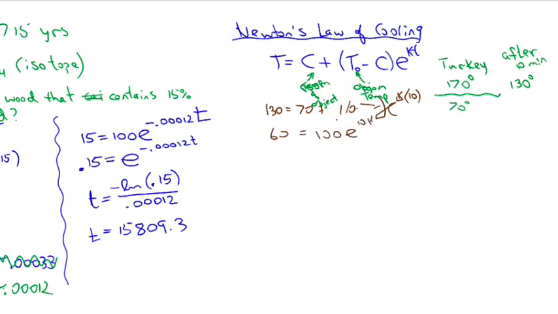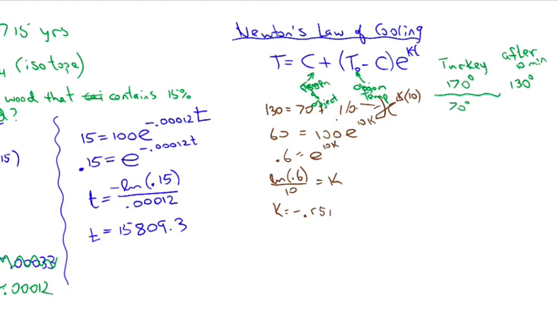Then we're back to the way we're doing it. Divide by 100, you get 0.6 equals e to the 10k. And you get ln of 0.6 divided by 10 is equal to k. Positive or negative without calculating it? Negative, because it's ln of something between 0 and 1, which also tells you it's a decay. So k is equal to negative 0.051.